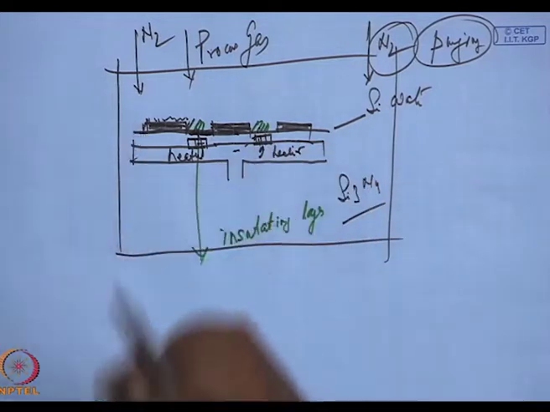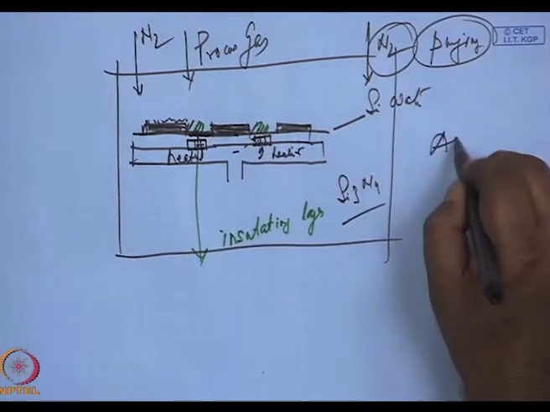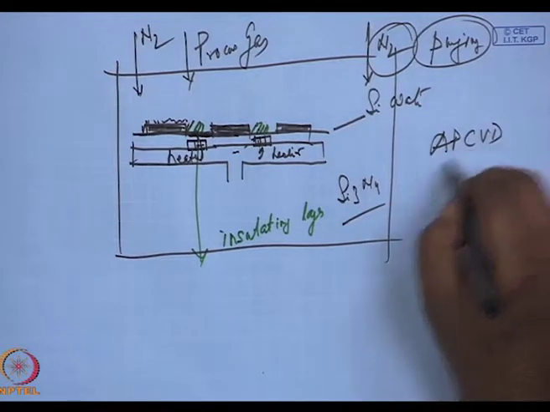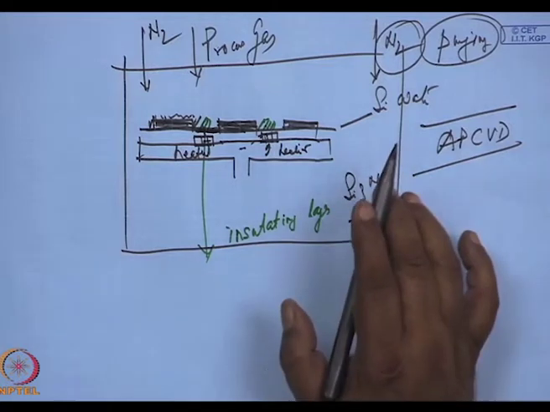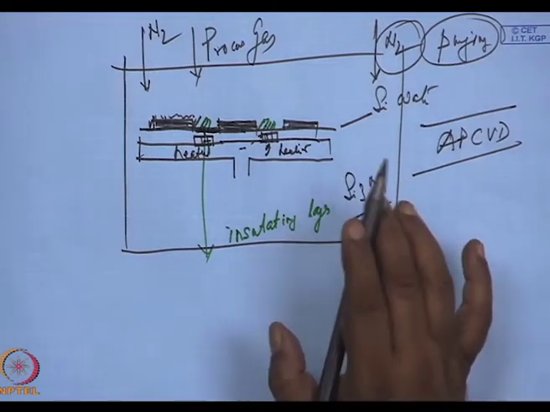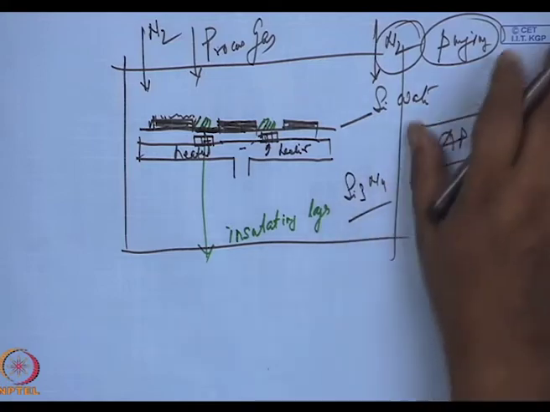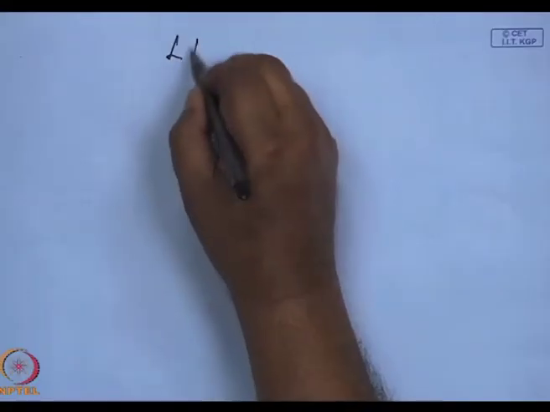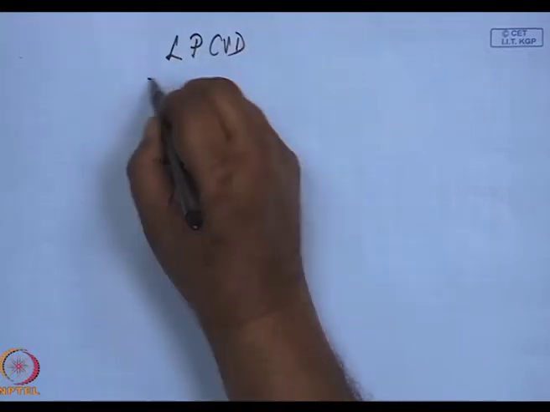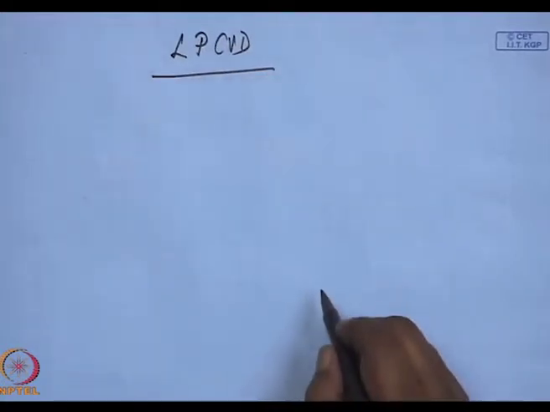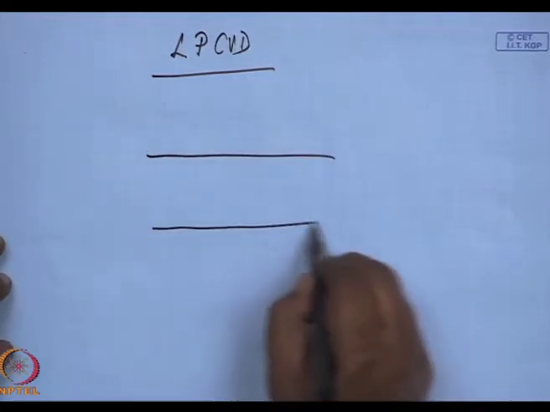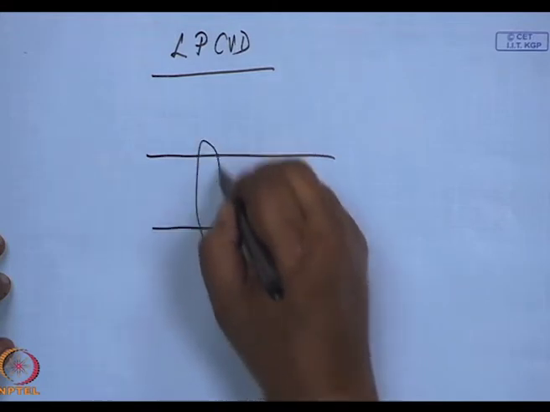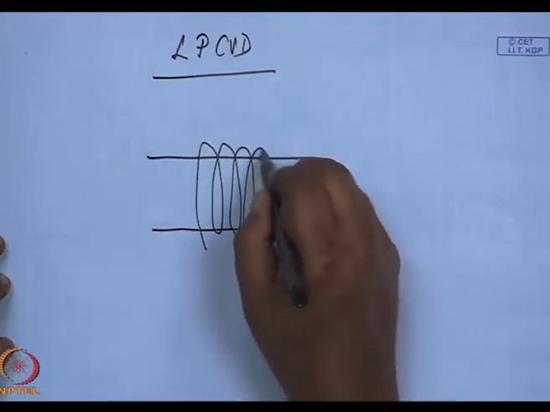And in this particular process, which is called atmospheric pressure CVD, we do have problems of uniform deposition. To counter it, we have now got low pressure CVD. In low pressure CVD, we have got a quartz tube along which heating coils are placed.